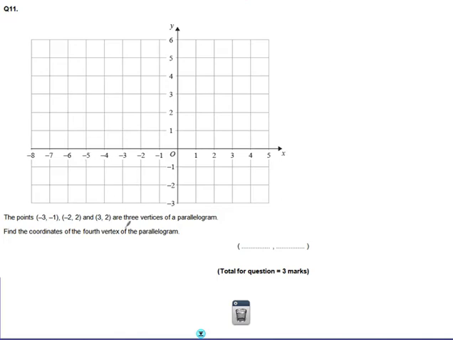Okay, question 11. The points minus 3, minus 1, minus 2, 2, and 3, 2 are vertices of a parallelogram. Find the coordinates of the 4th vertex of the parallelogram. So let's start plotting. Minus 3, minus 1 is over here. Minus 2, 2 is over here. And 3, 2 is over here.